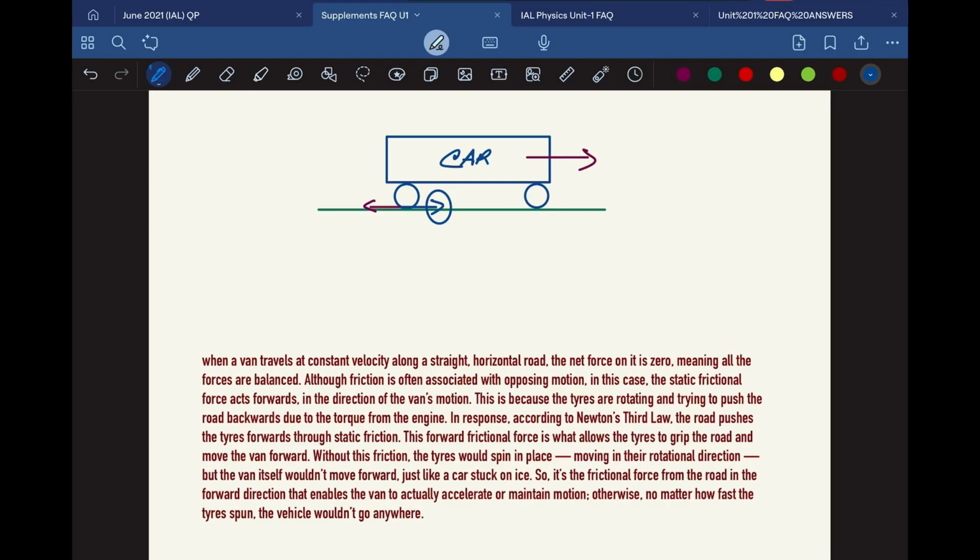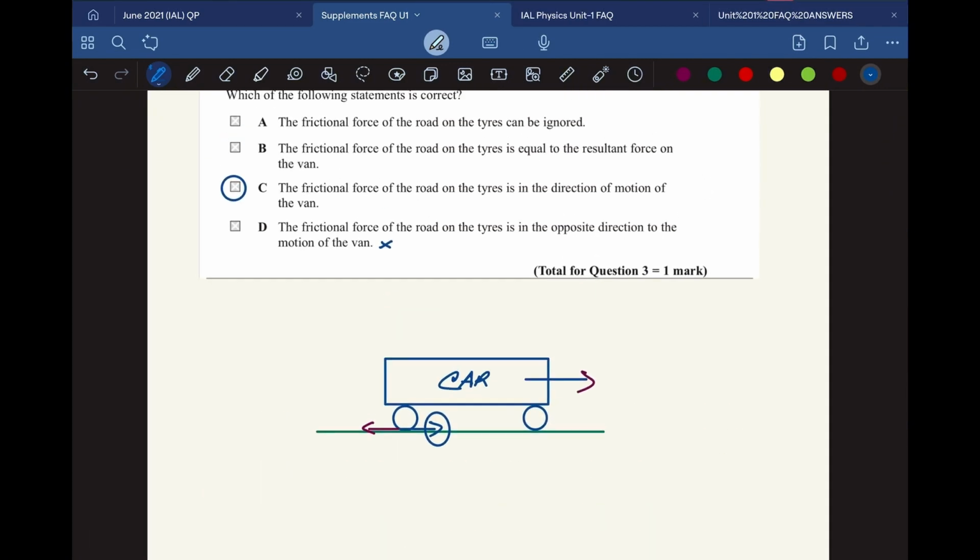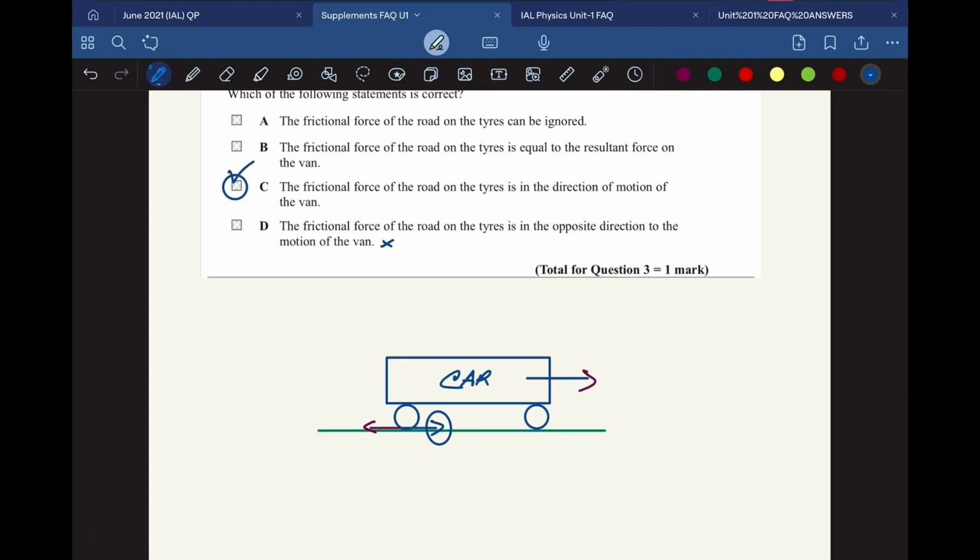So the car is moving forward, and the frictional force given by the ground to the car was also forward. So this is what answer C says: the frictional force of the road on the tire or the car is in the direction of motion of the van. This is what the answer was looking for.